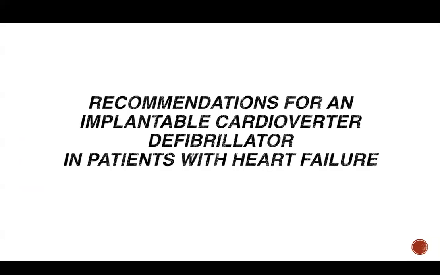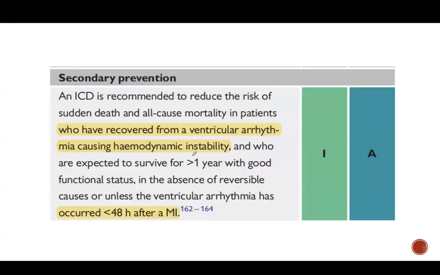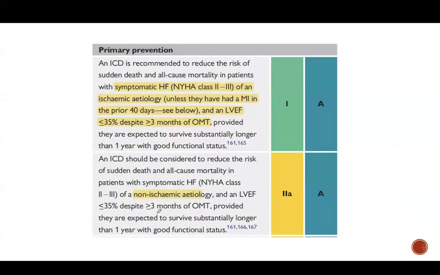Now, recommendations for implantable cardioverter defibrillator in patients with heart failure. Any patient who has recovered from a sudden death should get an ICD, a class 1 indication for secondary prevention, unless it is less than 48 hours after MI. So suppose a patient has developed ventricular arrhythmia within 48 hours of MI, then you will not put him on an ICD. However, if the patient develops arrhythmias after that, then you have to definitely put him on an ICD.